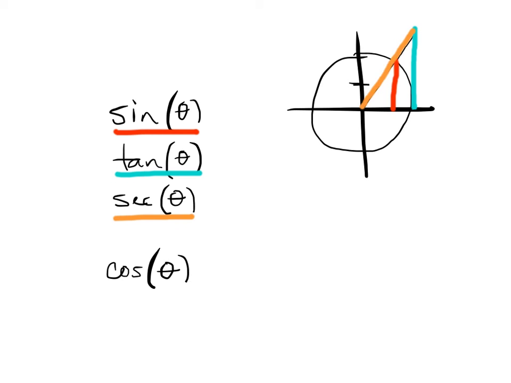Now, how do you know what cosine, cotangent, and cosecant are? Cosine of theta is sine of pi over 2 minus theta, and ditto for the others.